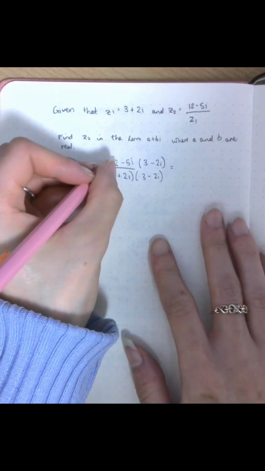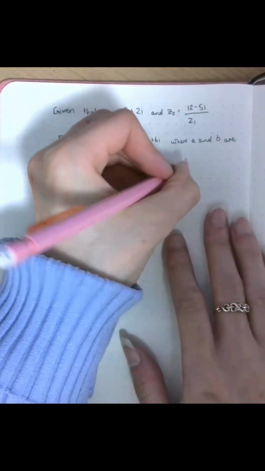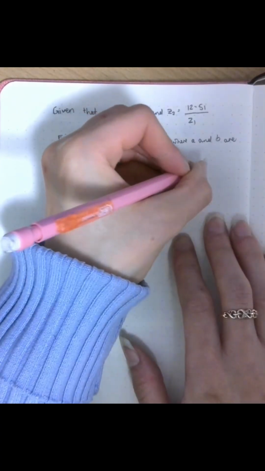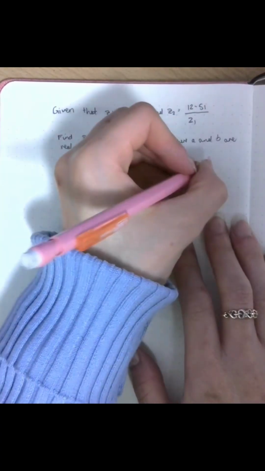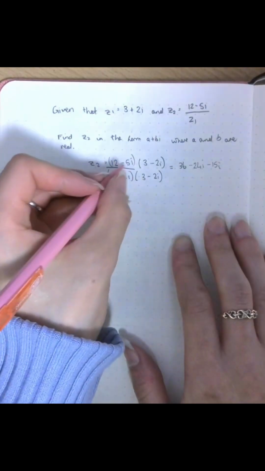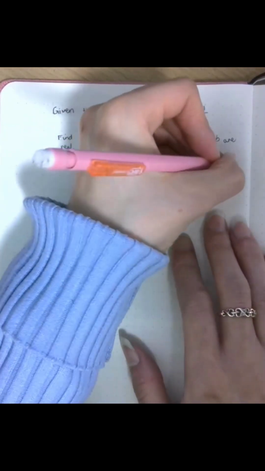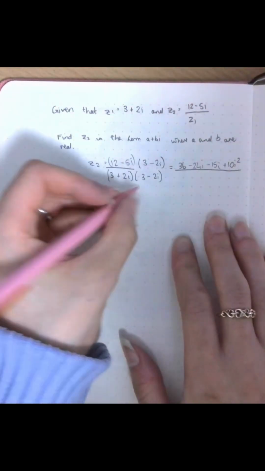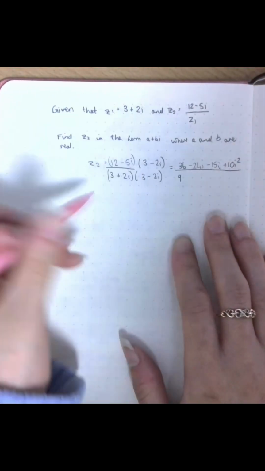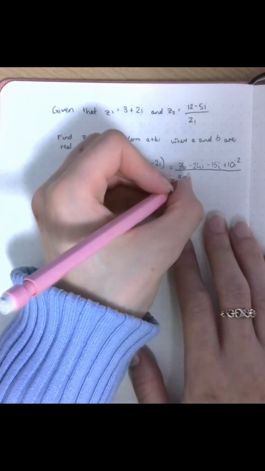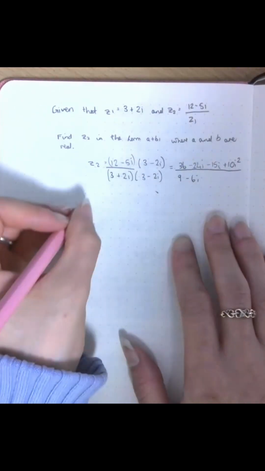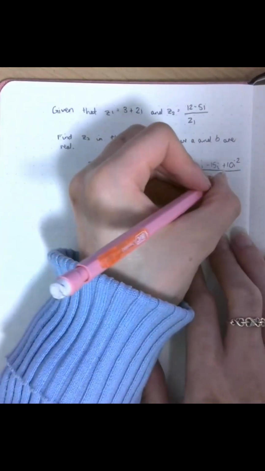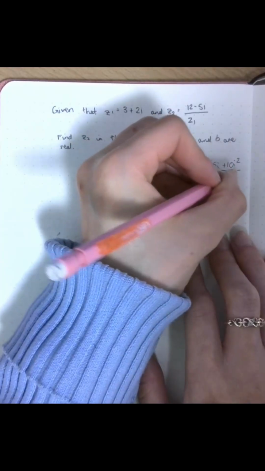So we have 12 multiplied by 3, that will be 36. We have the 12 multiplied by minus 2i, which is minus 24i. Then we have minus 15i there. And then we'll have plus 10i squared on the top. And then on the bottom, we have 3 times 3, which is 9. We're hoping we get rid of the i's here. That will be minus 6i, 3 times minus 2i, and then we'll have plus 6i, 3 times 2i, and then we'll end up with minus 4i squared.